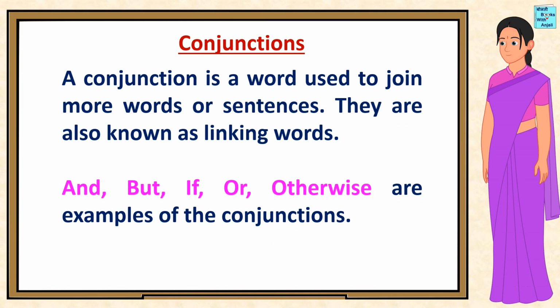A conjunction is a word used to join more words or sentences. They are also known as linking words or joining words. Examples are and, but, if, or, otherwise. So we use conjunctions to join words or sentences.